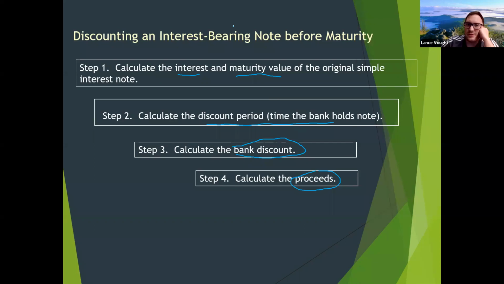So if you know the interest rate and you know the maturity value, which for a discounted note is just whatever the face value is. But if you have the face value of the loan, you're actually going to get that. Then you can do the interest equation, calculate interest, and then add that to determine the maturity value.